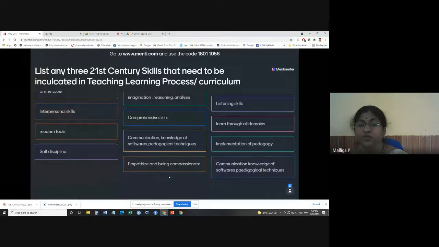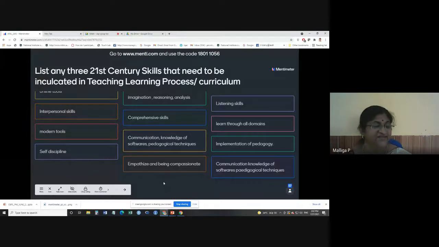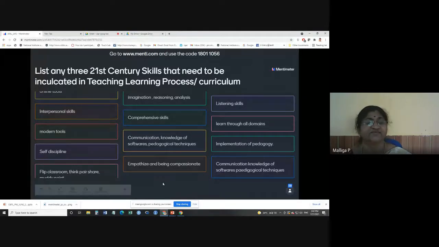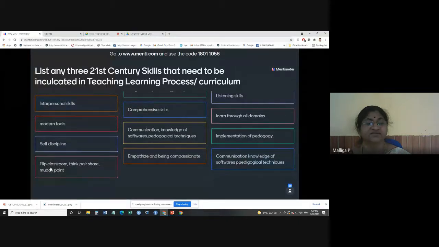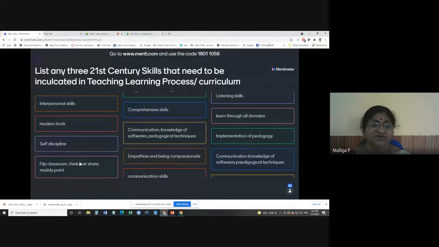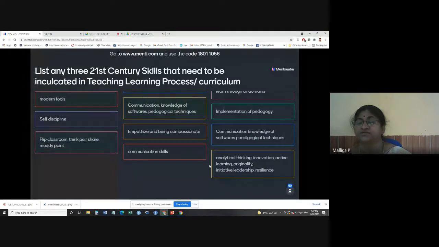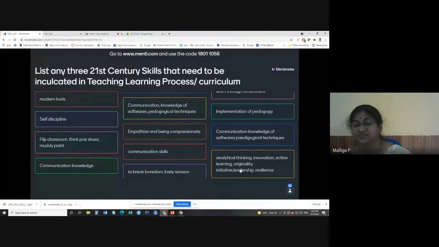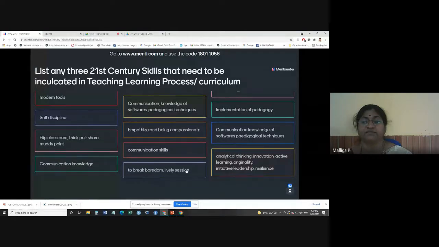I'm waiting for 3 more. Yes. Flipped classroom, think, pair, share, muddy point. These are all teaching methodologies, or I can say instructional methods. Okay, somebody has given very nicely: analytical thinking, innovation, active learning, originality, initiative, leadership, resilience, to break boredom, lively session.